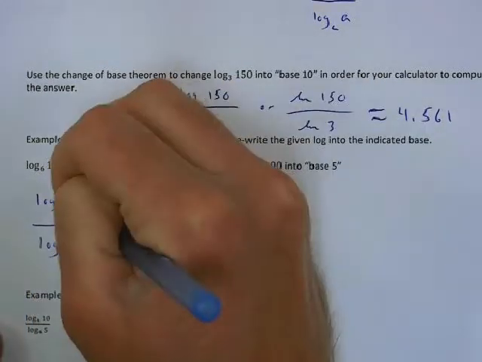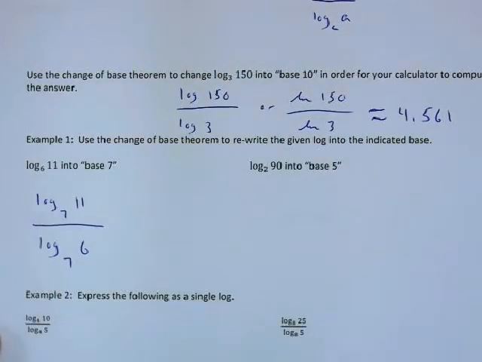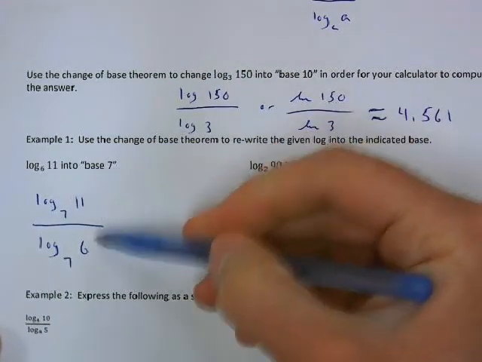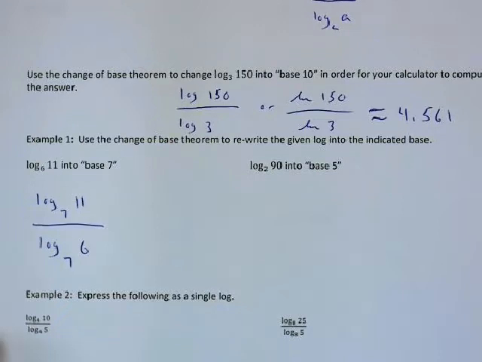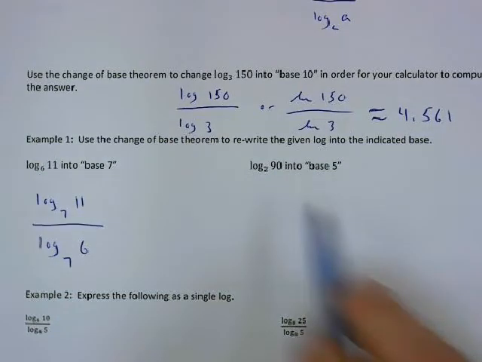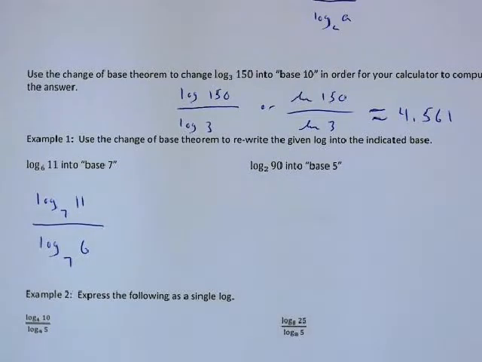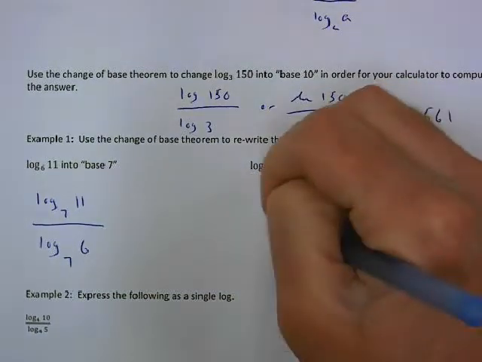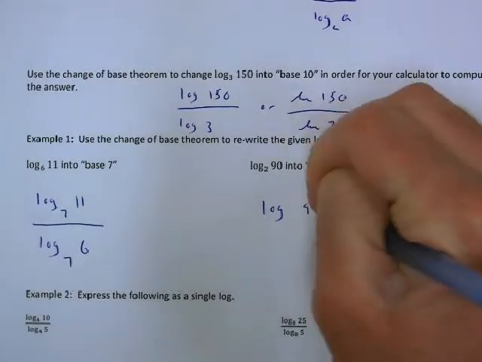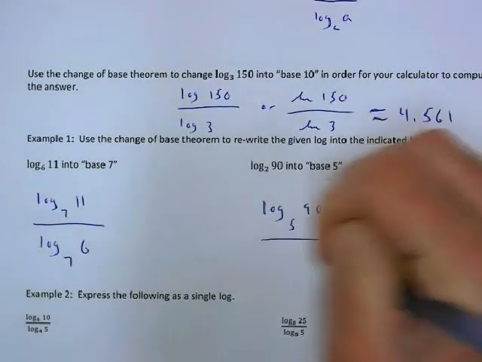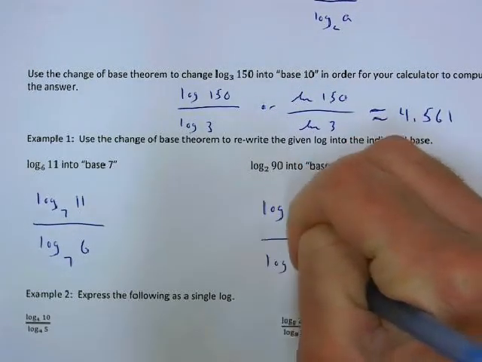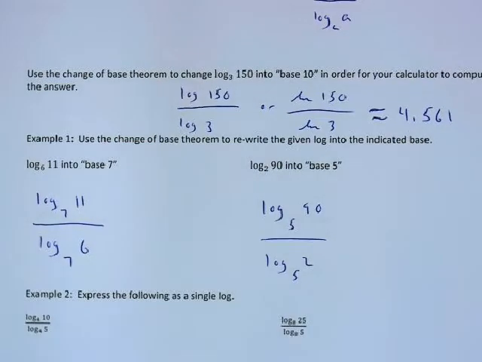And then the 11 stays on top. Okay, so then I could rewrite this thing in base 7 like that. And then that's all they wanted us to do. Okay, well, what if we wanted to write log of 90 base 2 with a new base of 5? Well then that'd be the log of 90 base 5 over the log of 2 base 5.